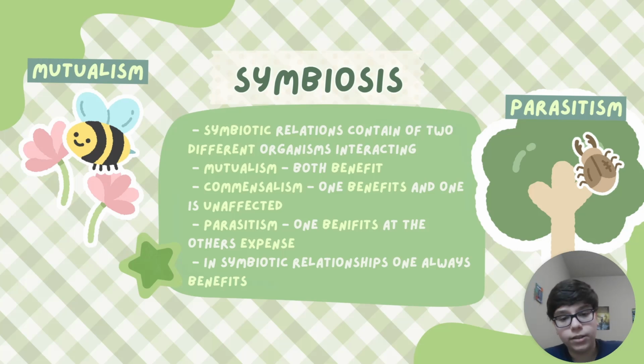Next is parasitism. Parasitism is where one benefits at the other's expense. If that beetle off to our right is digging into the tree, eating all the bark, eating the inside, that's very beneficial for the beetle. It's getting food, it's getting resources, but the tree is being harmed in this scenario. So parasitism is where one benefits at the other's expense. And another key thing that you can realize, a pattern between all three of these, is that in symbiotic relationships, one is always benefiting.